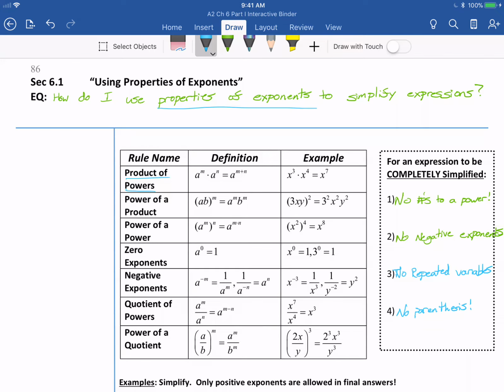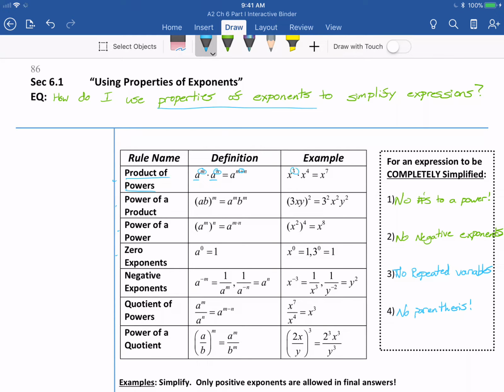You're not going to really need to know all these names in particular, but you do have to know what you have to do when you come up to these things. For this first one, if you have the same base raised to different exponents, you can add the exponents together. If I have x to the third times x to the fourth, you add 3 and 4 together to give you that 7 for the exponent in the answer.